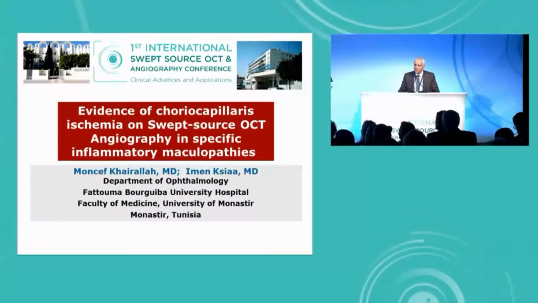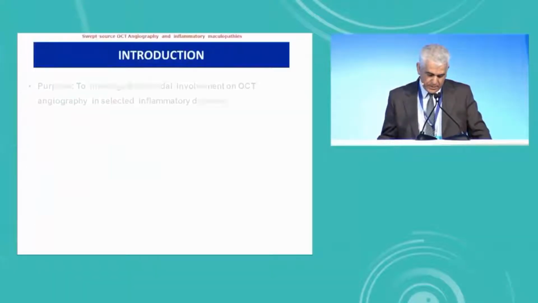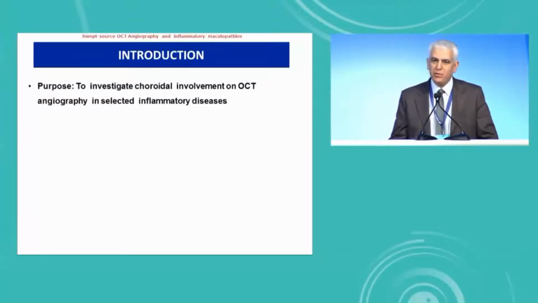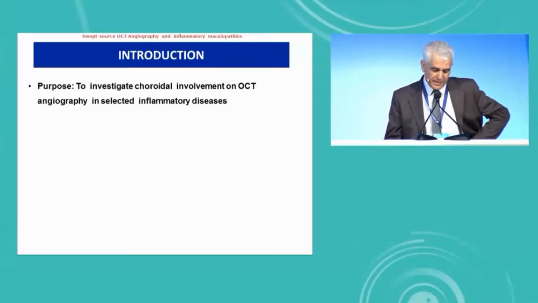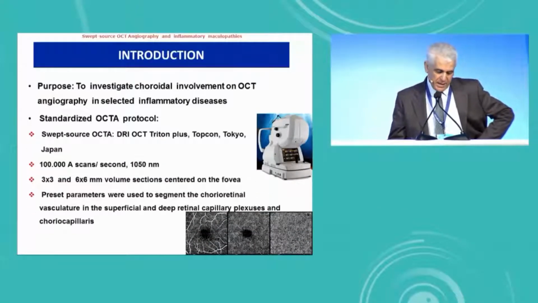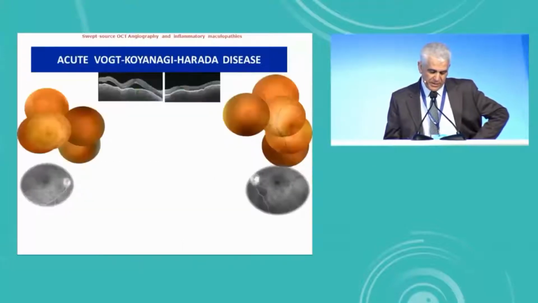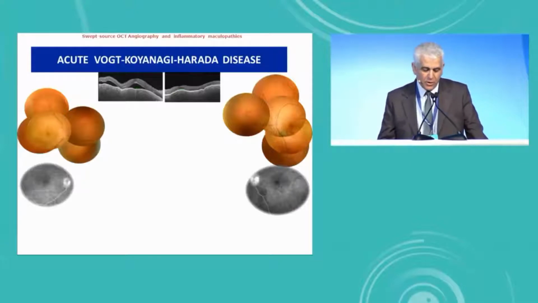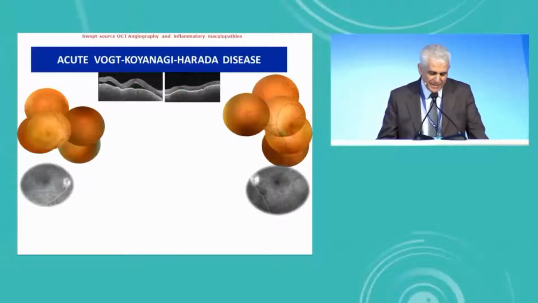I would like to share with you some cases. The purpose of this study is to investigate choroidal involvement on OCT angiography in selected inflammatory diseases using a standard protocol with swept source OCT and angiography. The first case is a typical case of acute Vogt-Koyanagi-Harada disease. Diagnosis can be made based on typical clinical features and OCT and fluorescein angiography findings.